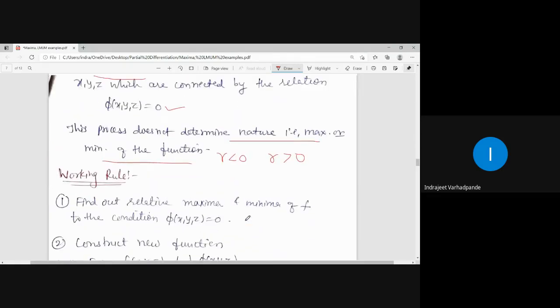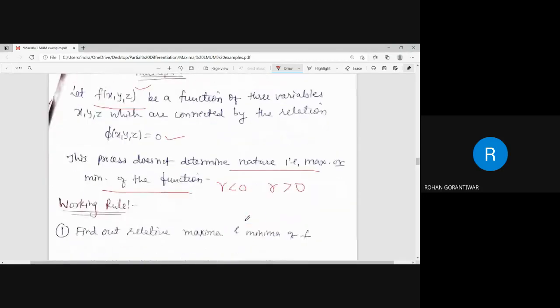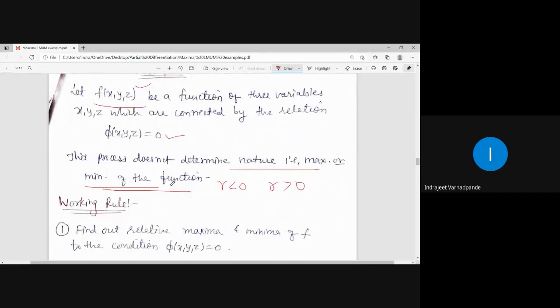Clear up to this? Yes, sir. Noted. This process does not determine the nature, that is maximum or minimum of the function.